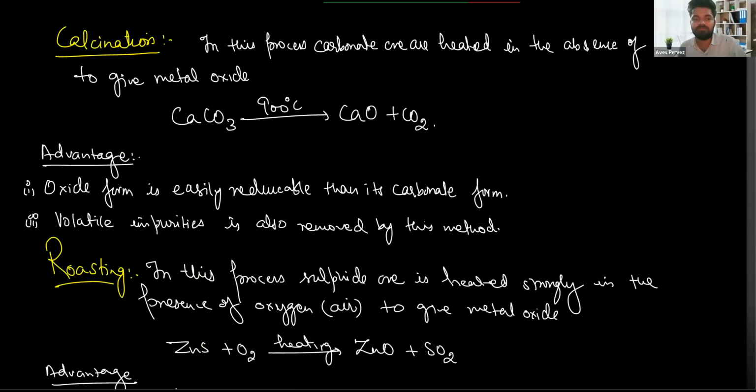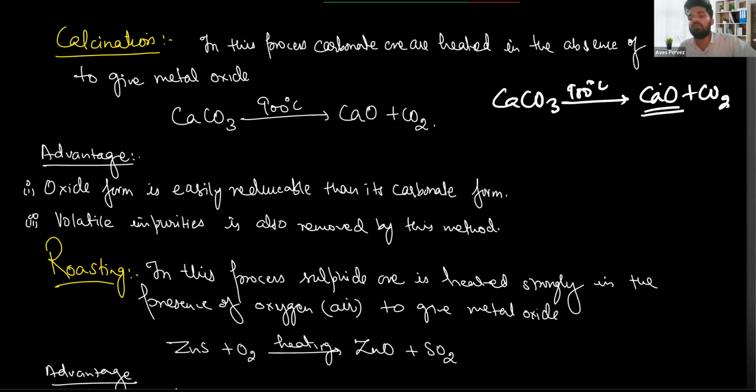So what we are going to do here is calcination. What happens in calcination? Calcination is done for carbonate ores, like CaCO3, because it is already having plenty of oxygen. So when we heat it, it gives you calcium oxide plus carbon dioxide. No additional oxygen supply is required here. We just simply heat it at 900 degrees Celsius, so that it is converted into oxide form.